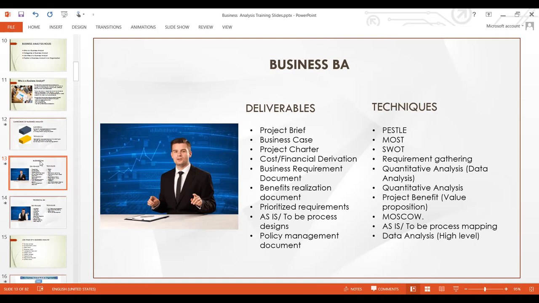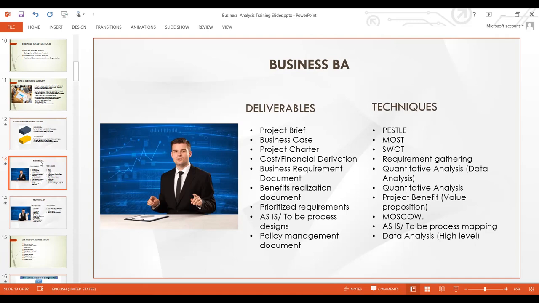So for instance, maybe it's a retail store that wants to adopt an e-commerce solution. That e-commerce solution or software, website or app can become the business solution. So the business requirement is going to be what it requires to implement that e-commerce solution. So it's going to be the documentation.